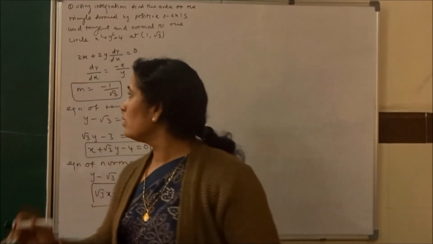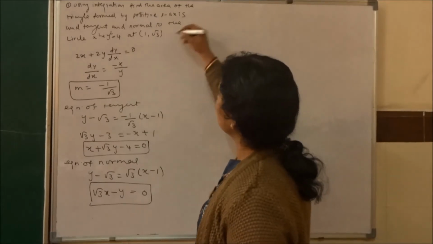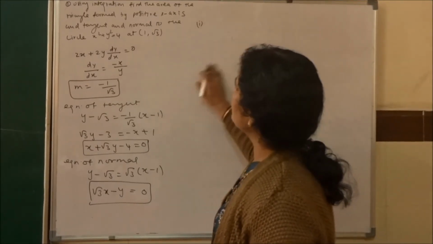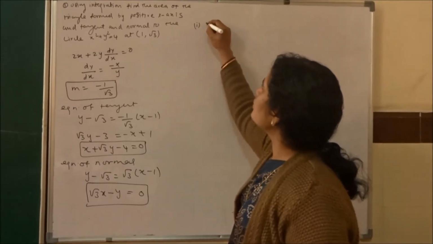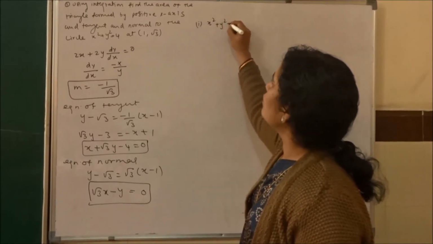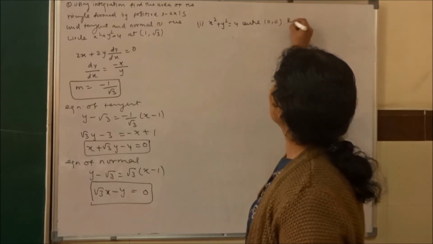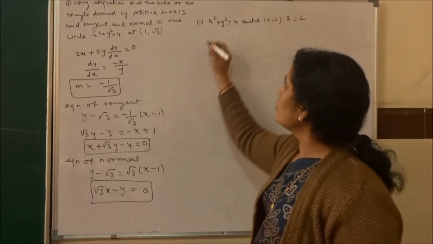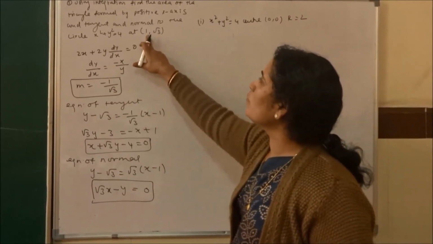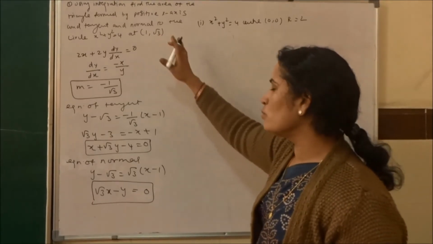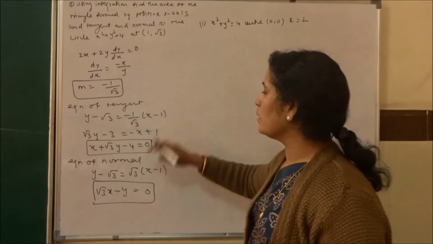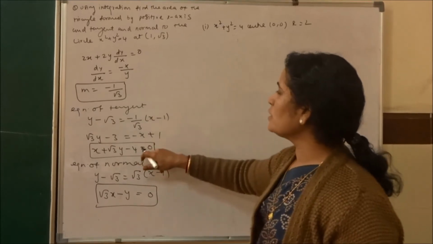Now let me start this one. That is the first one. This is the equation of circle they have given: x square plus y square equal to 4. This is centered at 0, 0 and the radius is 2 units. And the tangent point, I see, is intersecting at 1 and root 3, x-axis 1, y-axis root 3. So no need of finding the intersecting point. Now this is the equation of tangent.